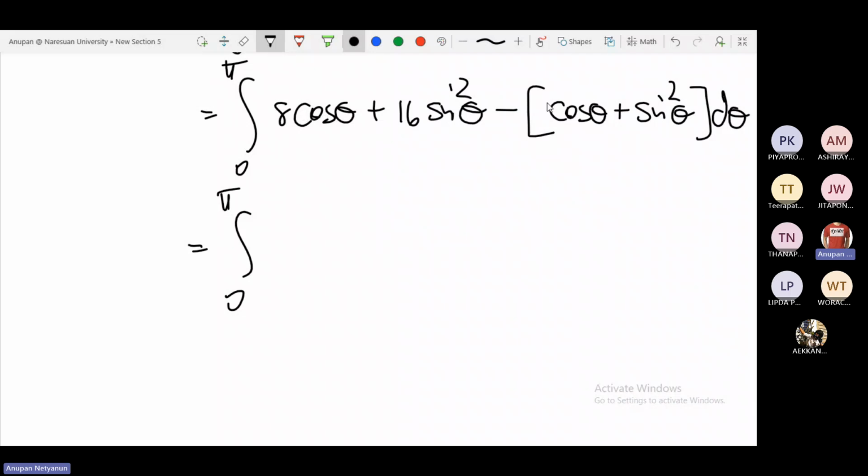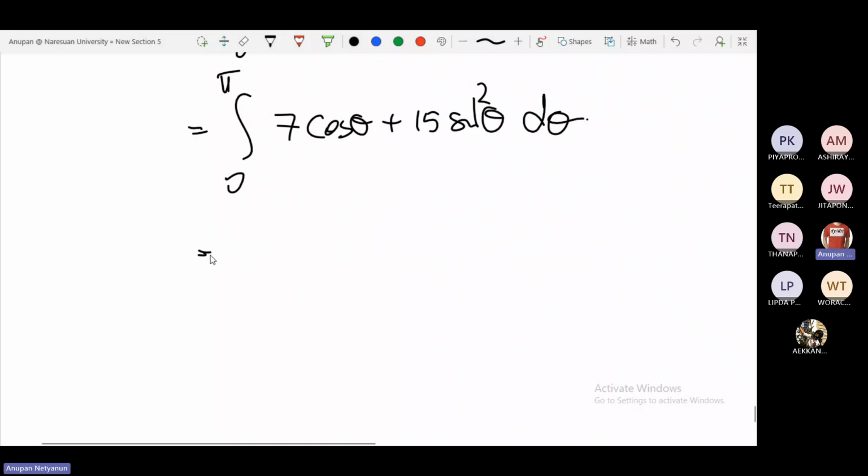So you have 0 to pi. You have 8 cosine minus 1 cosine, so you have 7 cosine left, and 16 sine squared minus 1 sine squared. If you remember, the antiderivative of cosine is sine, since the derivative of sine is cosine. So the integration of this is sine theta.